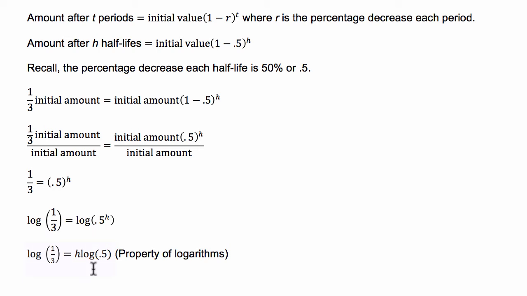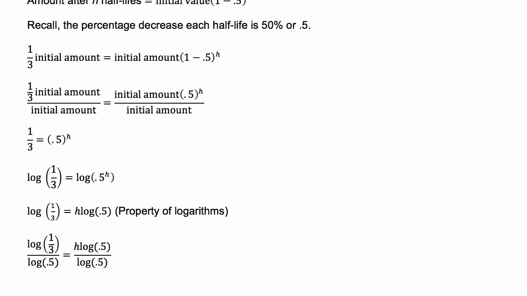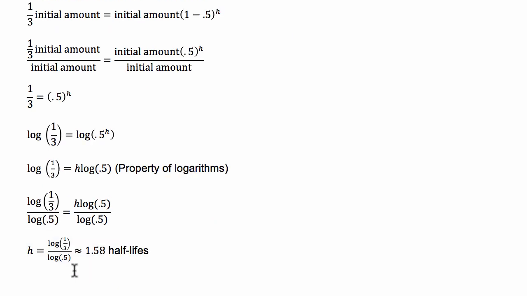This might look complicated, but remember, log of 1/3 and log of 0.5 are just numbers. So this is an equation of the form number equals h times a number. We can isolate h by dividing both sides by log of 0.5. When we do that, the log of 0.5s on the right cancel out, and we're left with h equals log of 1/3 divided by log of 0.5, which according to my calculator is approximately 1.58 half-lives.